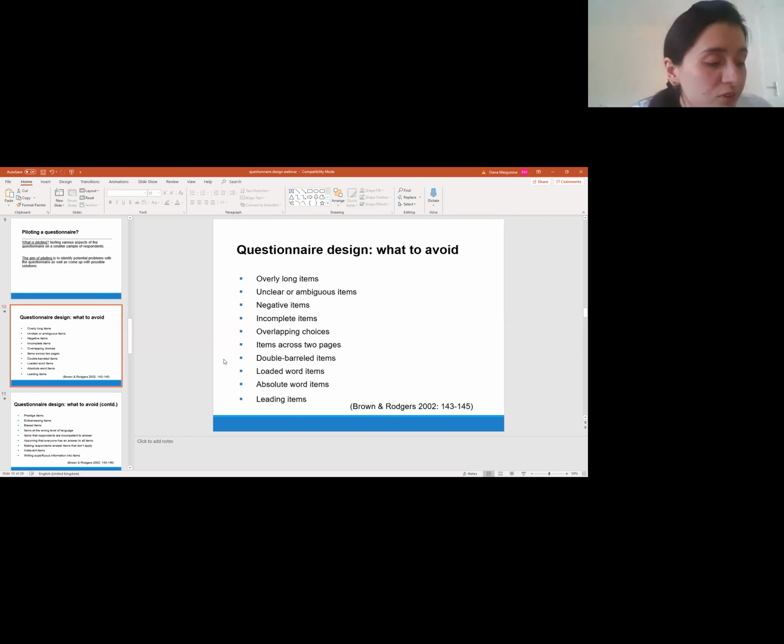Absolute word items, like all, every, always, never. All these absolute words need to be excluded as much as possible. If you say, for example, all Americans are rich, or something like that, you're using an absolute word here, all, and this is incorrect. We can't generalize here.